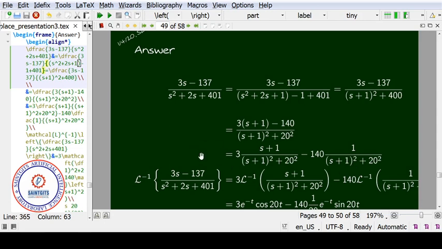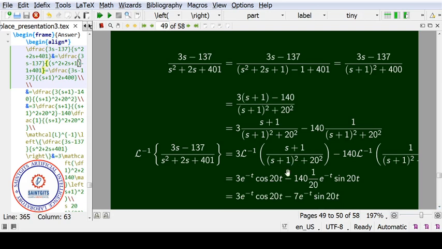So apply L inverse on both sides. The left side is actually (3s minus 137) by (s square plus 2s plus 401). L inverse of (3s minus 137) by (s square plus 2s plus 401) equals, we apply the linearity property. Take this 3 outside. L inverse of the first fraction, (s plus 1) by ((s plus 1) whole square plus 20 square), minus constant 140 into L inverse of the second fraction, that is L inverse of 1 by ((s plus 1) whole square plus 20 square).